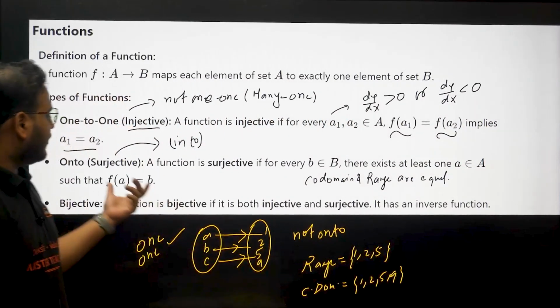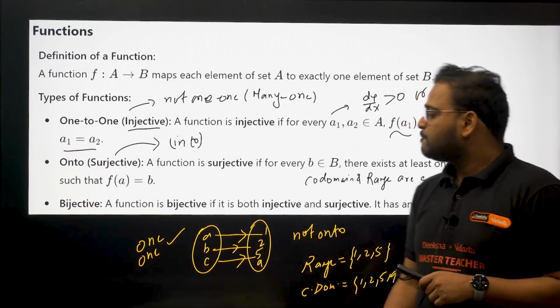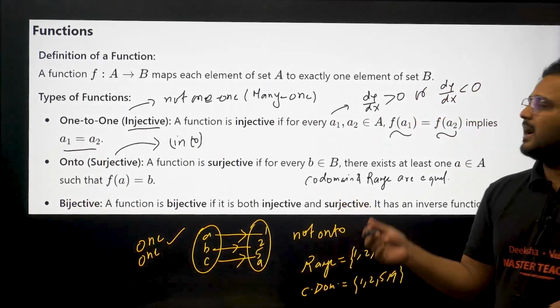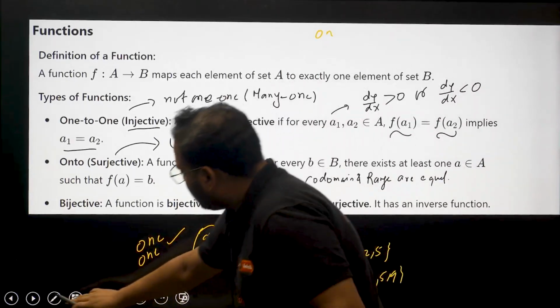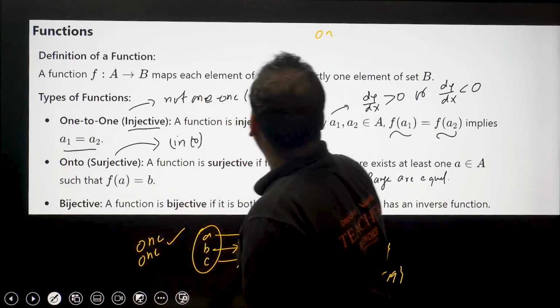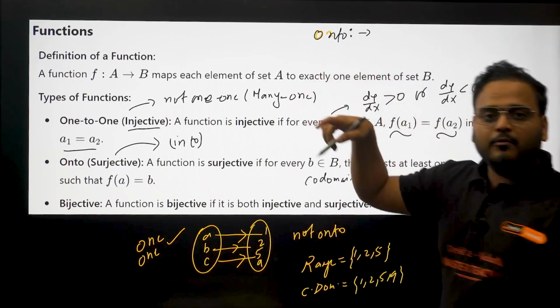That's the way to identify onto functions. Now there is another approach to find onto also. Remember I taught you this. If you're looking for onto functions, excuse me, let me change the ink color. We had another approach also, like derivative. What's the approach?